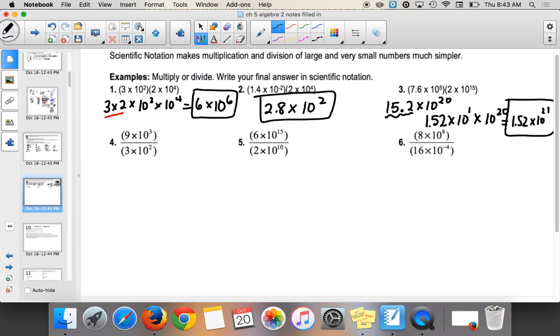So I have 9 divided by 3. 9 divided by 3 is 3. And then I have 10 to the 3rd divided by 10 squared. That's going to be 10 to the 1st. So it's 3 times 10 to the 1st. We typically do put a first when we do scientific notation.